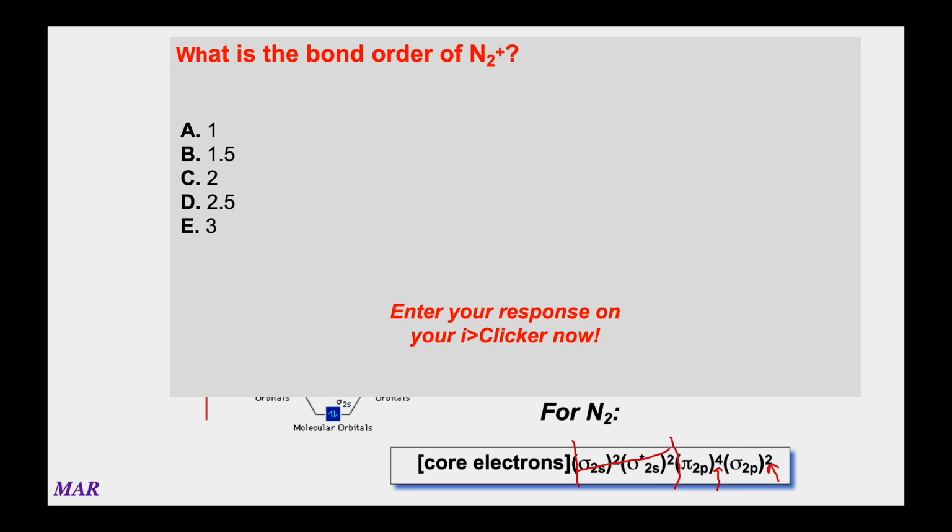So bond order of N2+ would be 1/2 (5 minus 0). We don't have 6 because we took away one of the sigma 2p's. 1/2 (5 minus 0), bond order 2.5. Now you can easily represent partial bonds, like half bonds, in molecular orbital theory.